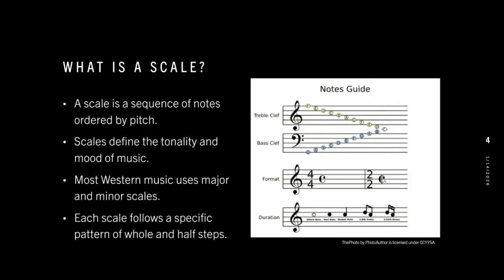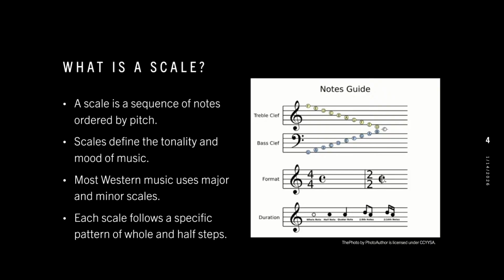A whole step is made up of 2 half steps. On a piano, this means skipping one key in between. For example, going from C to D or from A to B is a whole step.